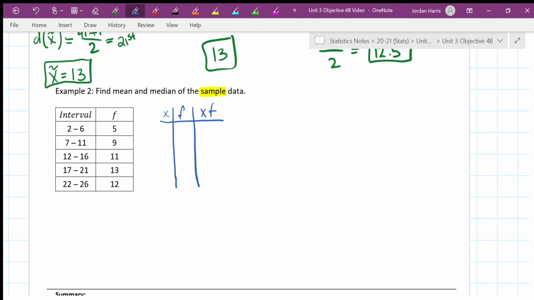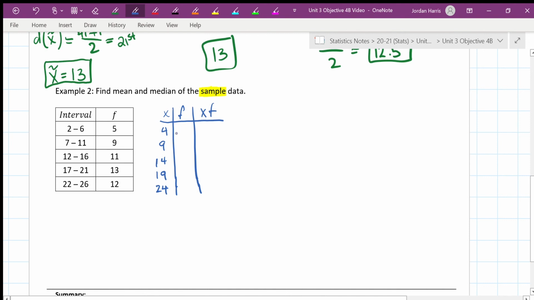So for our X values, remember we need to find the average within each interval. So we add them up and divide by 2. 2 plus 6 is 8, divided by 2 is 4. 7 plus 11 is 18, divided by 2 is 9. 28 divided by 2 is 14. 38 divided by 2 is 19. And 48 divided by 2 is 24. Whenever you have a range of values, an interval, find the middle. That's what we have to use, right? We can't use this whole range. We've got to find the middle value.